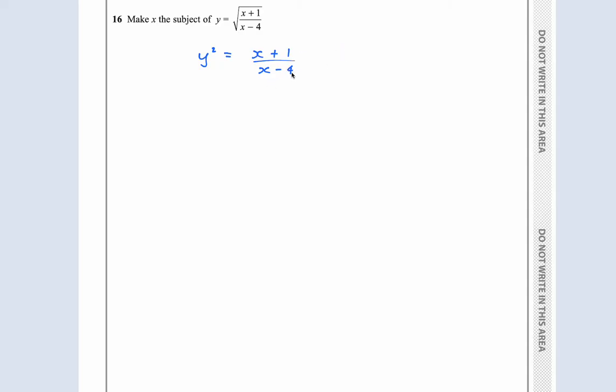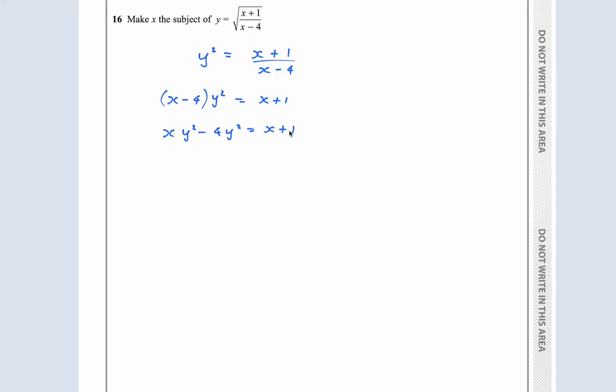Then I have a denominator that I don't like. I'm going to multiply across by the denominator. So x minus 4 times y squared, do not forget that bracket, equals x plus 1. Then the only way to get the x's together on their own is to multiply out this bracket. So x y squared minus 4y squared equals x plus 1.